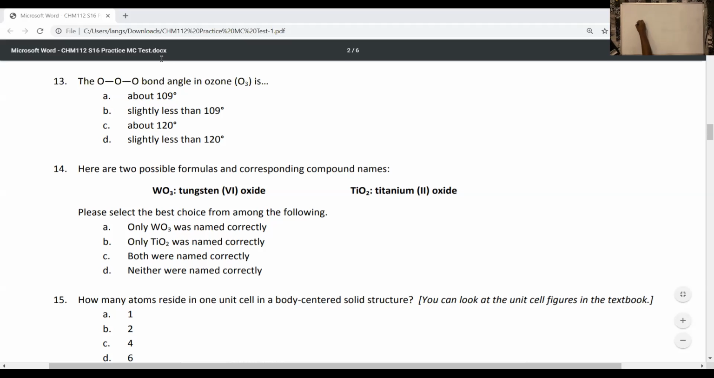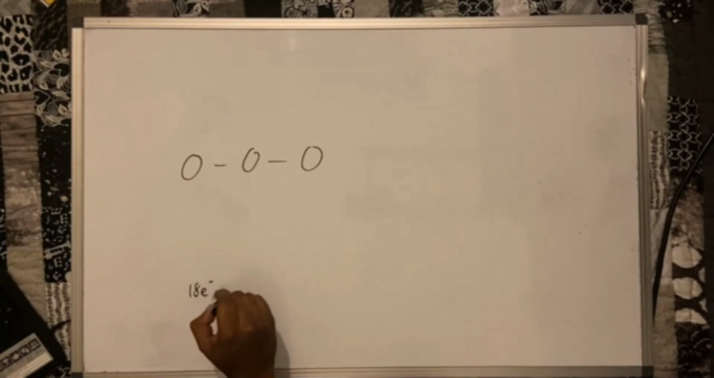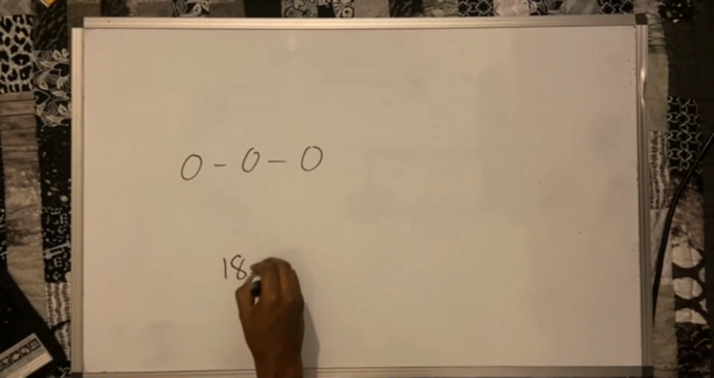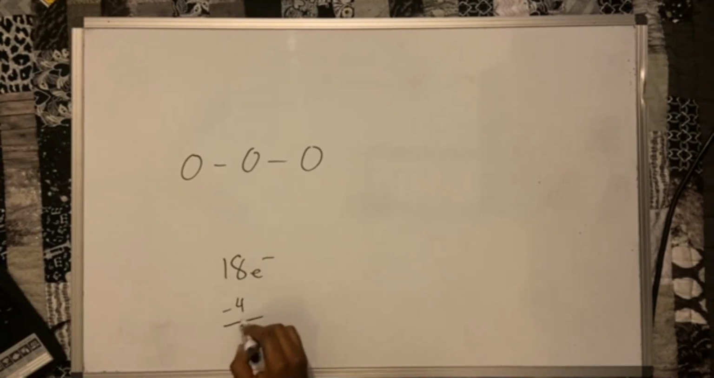So 3 O's. Doing ozone, so there are 3 oxygens. Oxygen has 6, so there's 18 electrons, right? Yeah, 3 times 6 is 18. So right now I have these 4, so I have 12 left. Not 12, 14. Good math. 14.